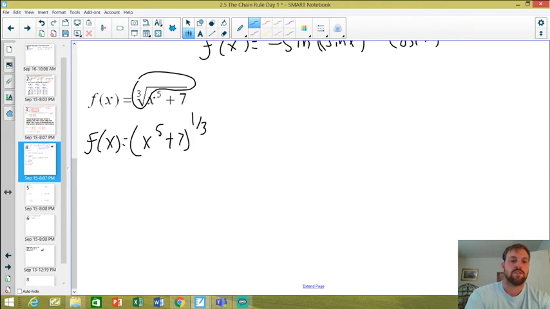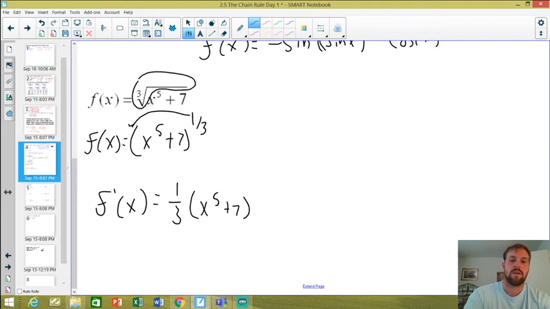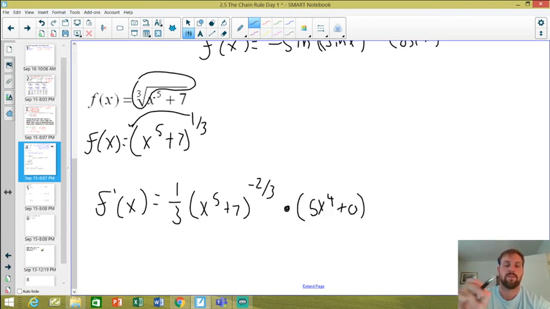Okay. So doing the derivative of the outside part, the 1/3 is going to come down. I'm leaving the inside untouched. And I'm going to subtract a power, so that's negative 2/3. So I did the derivative of the outside, keep the inside the same. And we're going to multiply by the derivative of the inside, which is 5x to the fourth plus 0, which you didn't have to put that plus 0. All right. So not too terrible, I don't think.